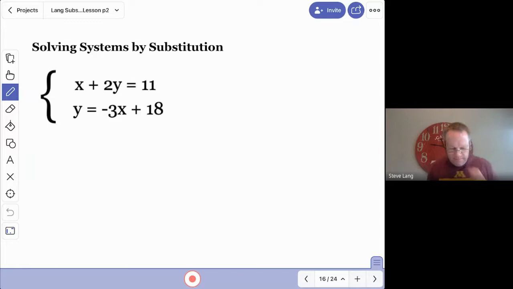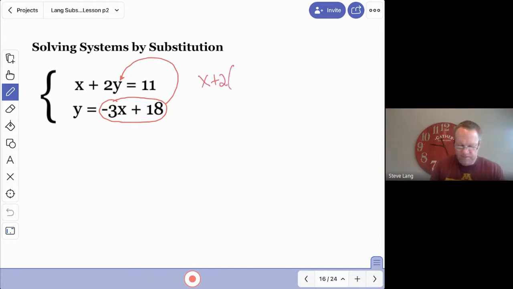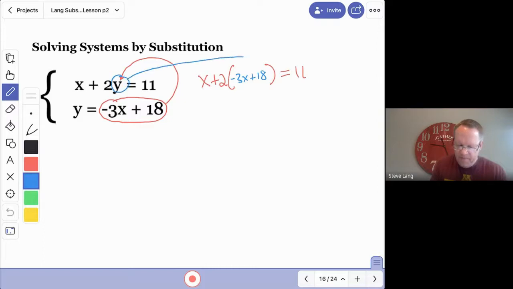All right, let's give it a shot. So we want to circle what y equals, draw a loop, where I'm going to put it. I'm going to put it in place of y. So I write my equation, x plus 2 equals 11. And notice I put a parentheses there. And I'm going to put in the -3x plus 18 in that parentheses. So I've replaced this y with that.